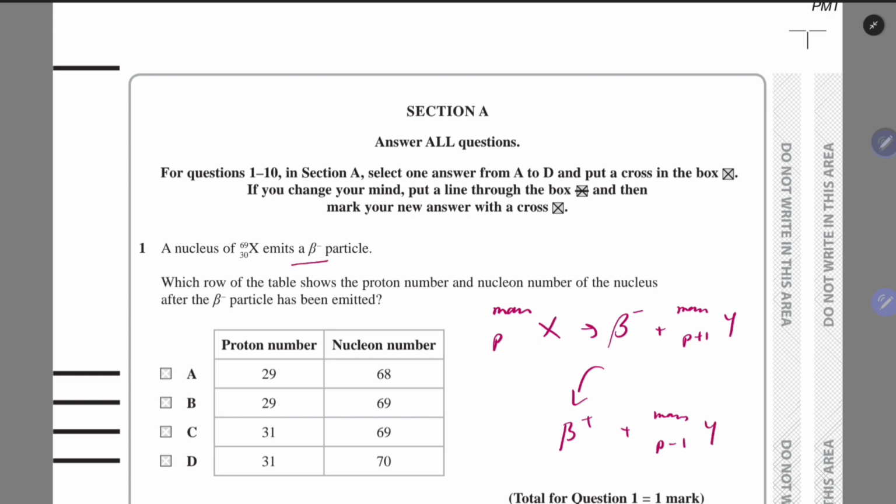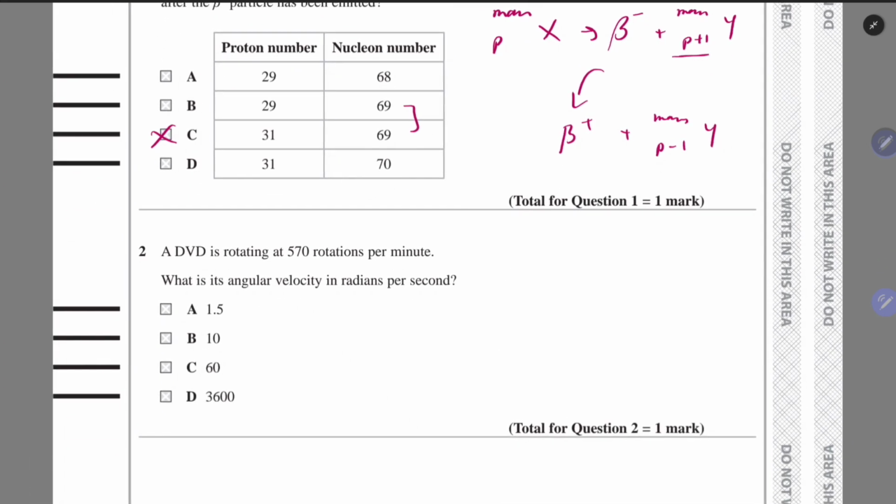For this case, it's beta negative, so we're going to see which has the same nucleon number. These two. We have to add 1 because it's negative, so our option is C. Let's go to the next one.